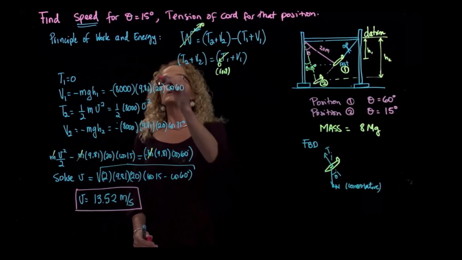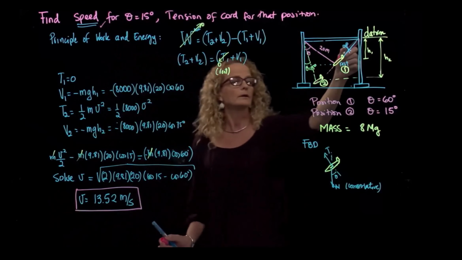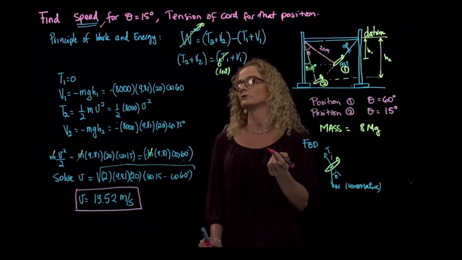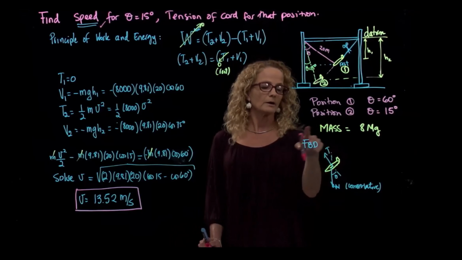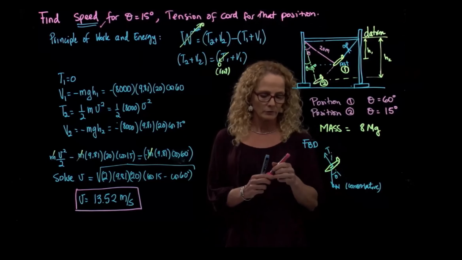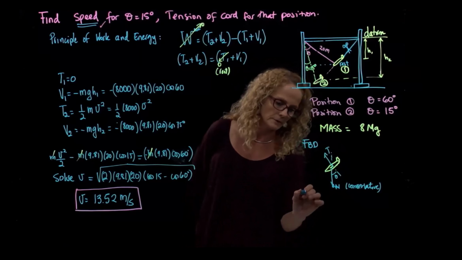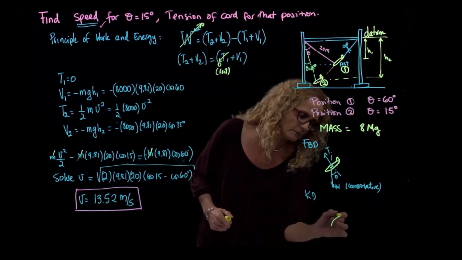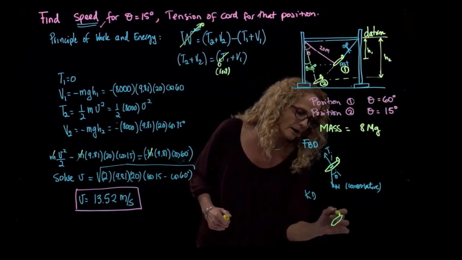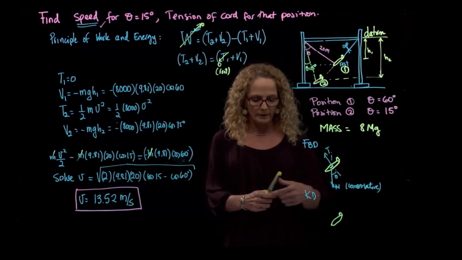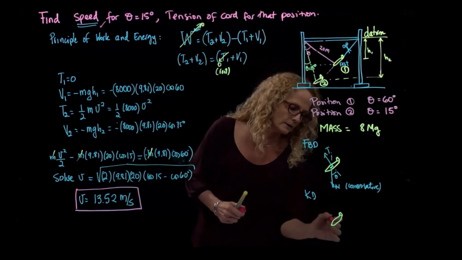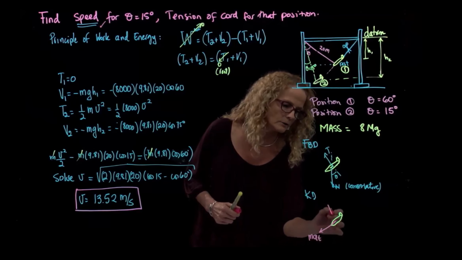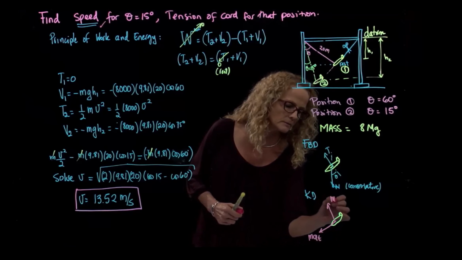So we were able to find the speed when the airplane is about to crash, and now we have to find the tension. To find the tension, we already have the free body diagram. We have to do our kinetic diagram. Let's do it right here. My kinetic diagram will be the airplane. And since I have a curvilinear motion, I will have a tangent acceleration and a normal acceleration.